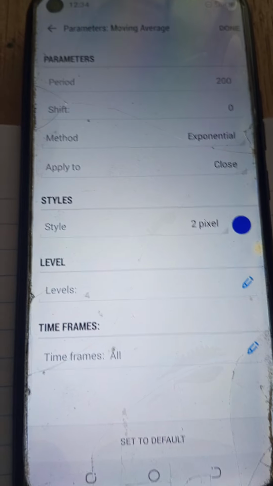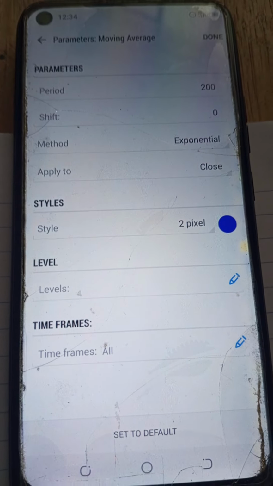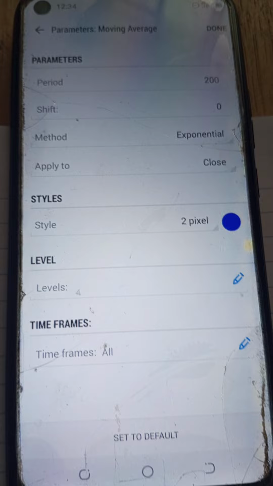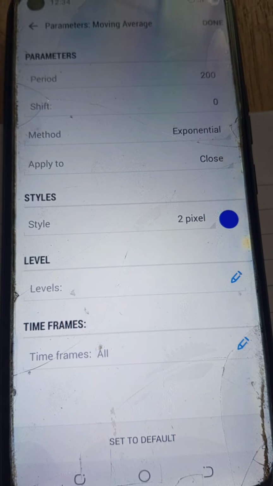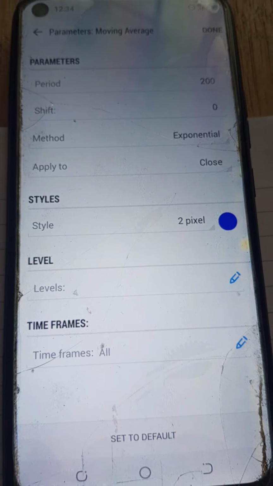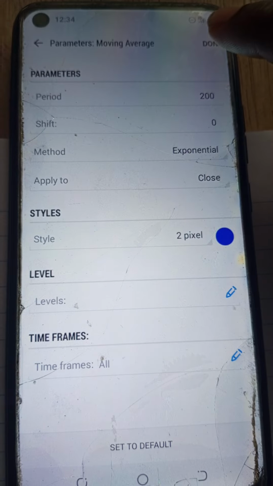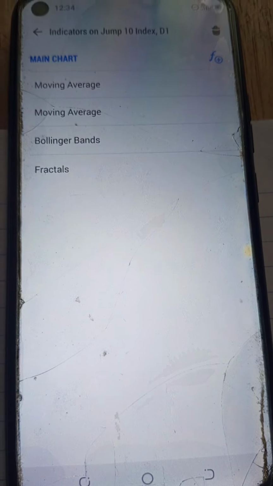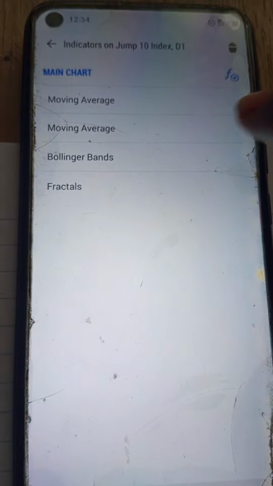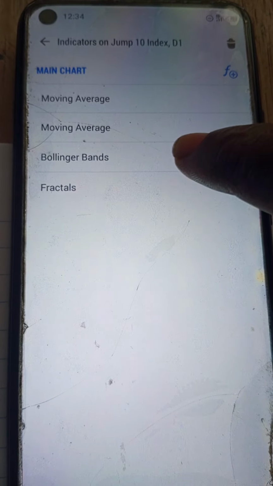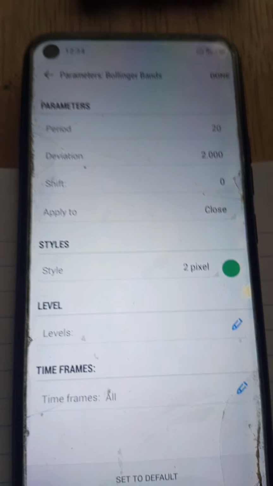That is what we use. Moving average 200, shift 0, method exponential, apply to close, style 2 pixel, any color of your choice, guys. You click done. So guys, the next indicator used there is your Bollinger Band, guys.